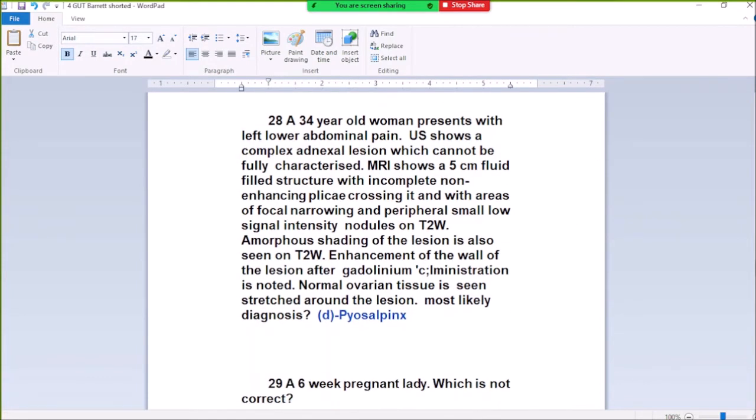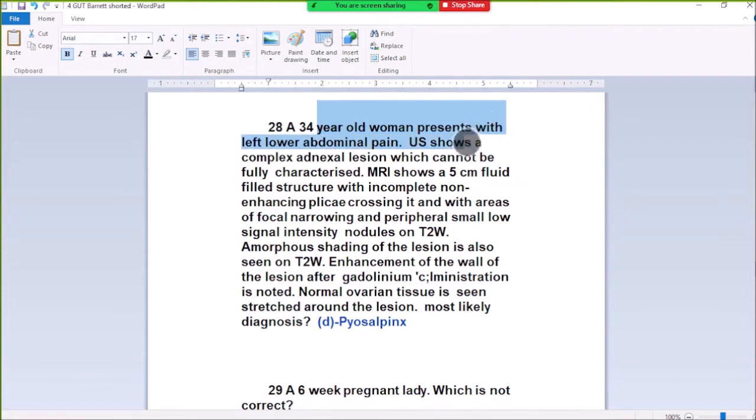Question 28. A 34-year-old woman presents with left lower abdominal pain, corresponding to a complex adnexal lesion which cannot be fully characterized. MRI shows a 5 cm fluid structure with an incomplete non-enhancing septum crossing it, with areas of focal narrowing and peripheral small low signal intensity nodules on T2. Amorphous shading of this lesion is also seen. Enhancement of the wall of the lesion after gadolinium administration is noted. Ovarian tissue is seen stretched around the lesion. The most likely diagnosis is?